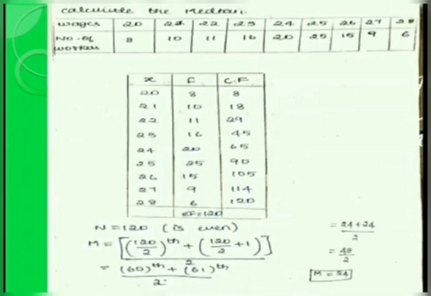So you have to check your last term in cumulative frequency is also 120. If it is the same, your cumulative frequency is right, so you can proceed to the further steps. Here n is equal to 120.